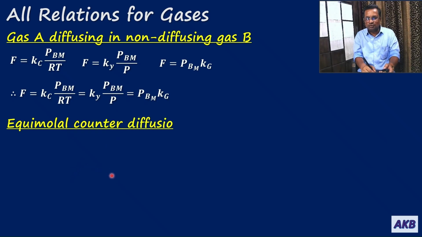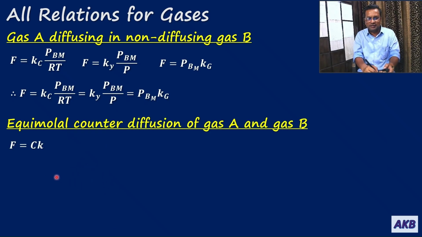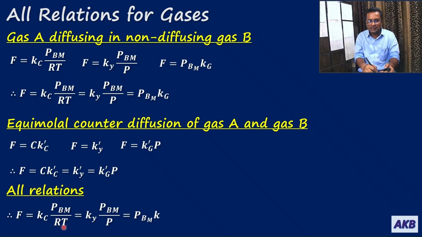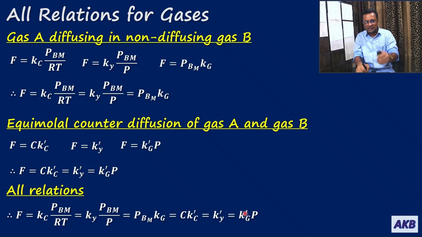And then for equimolar counter diffusion of gas A and gas B, you have F is equal to C into K'_c, F is equal to K'_y, F is equal to K'_G into P. That is, F is equal to C into K'_c, that is equal to K'_y, that is equal to K'_G into P. So overall, all relations are F is equal to K_c into p_BM by RT, that is equal to K_y into p_BM by P, that is equal to p_BM into K_G, that is equal to C into K'_c, that is equal to K'_y, that is equal to K'_G into P. So these are all relations for gases.